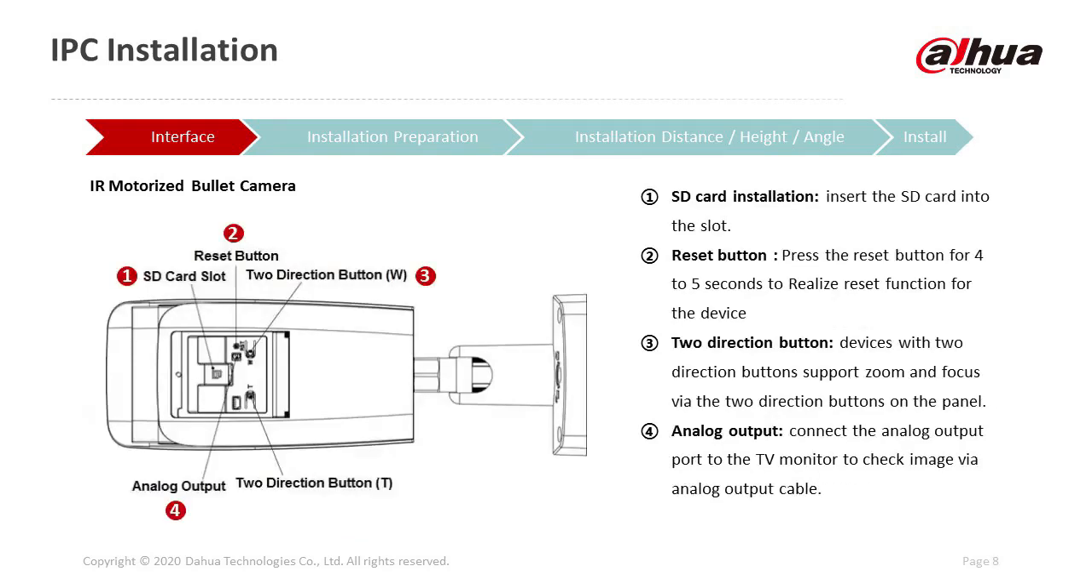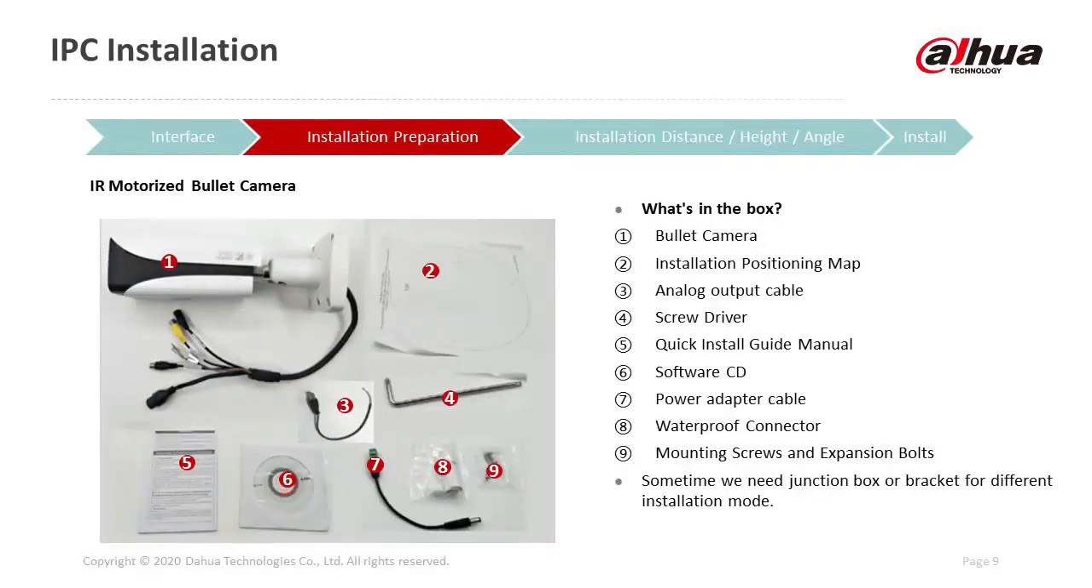The internal interface includes an SD card slot, reset button, 2-direction button and analog output button. When we first receive the device, we need to check what is in the box. Except the camera and cables, there are also some accessories. For example, the installation positioning map helps to mark the installation position. We can use a screwdriver and mounting screws to install the IPC. Check the components to see if there is something missing or broken.